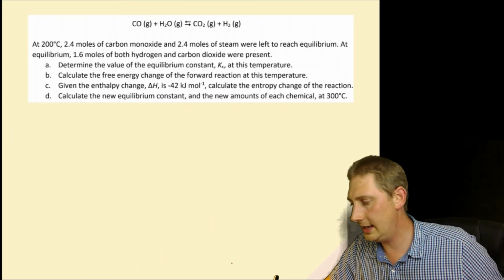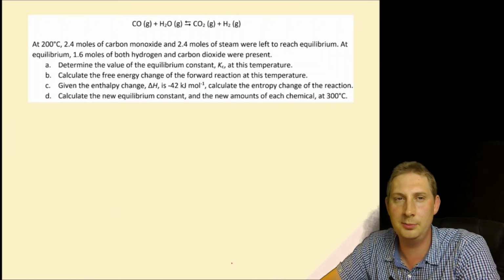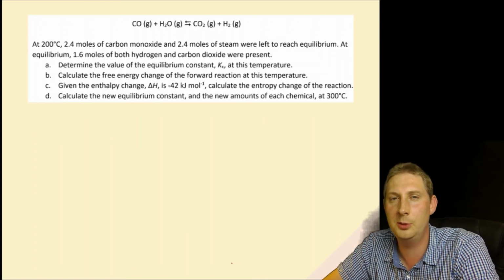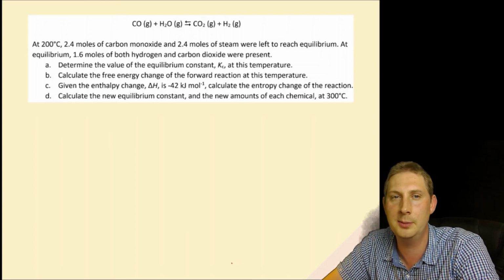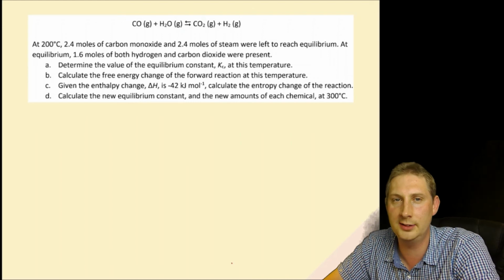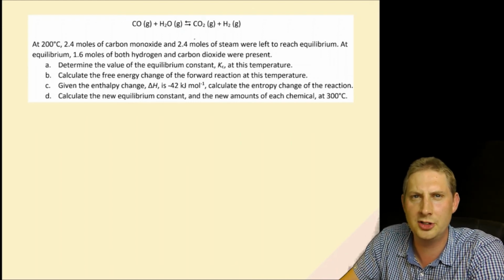Second example here, and this really does tie in with what you would learn in equilibrium 2. At 200 degrees C, 2.4 moles of carbon monoxide and 2.4 moles of steam were left to reach equilibrium. At equilibrium, 1.6 moles of both hydrogen and carbon dioxide were present. Determine the value of the equilibrium constant Kc at this temperature.